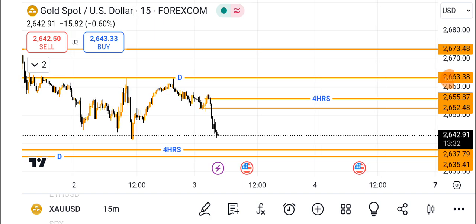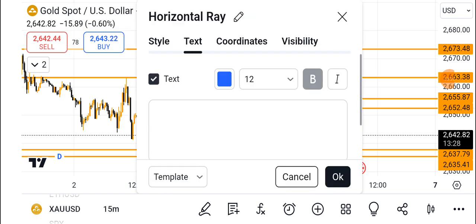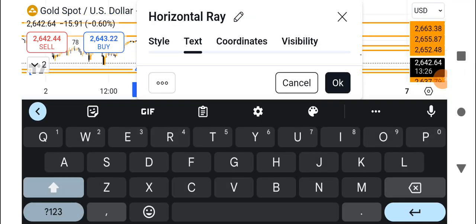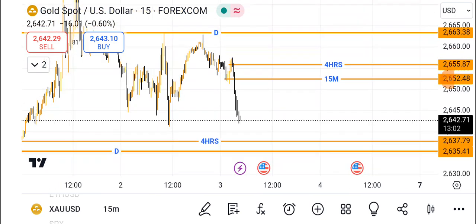But before that, that will be for 15 minutes. Let me just tag it there and I'll be done for this video. Then the next video I'm going to be dropping will be on how to get those entries in that point of interest, like those zones, those higher time frame supply and demand zones. It will be 15M. So that's it.